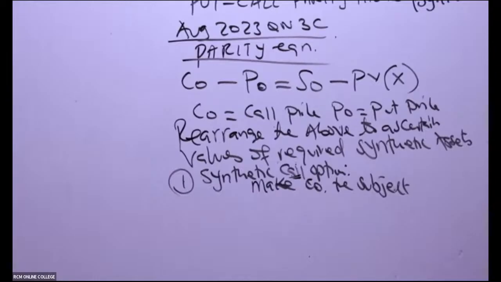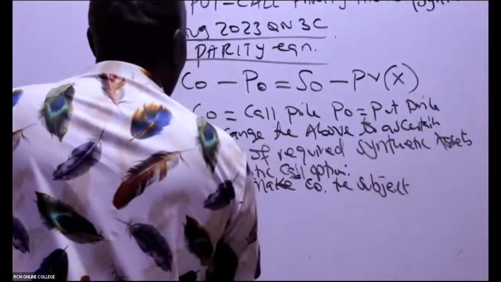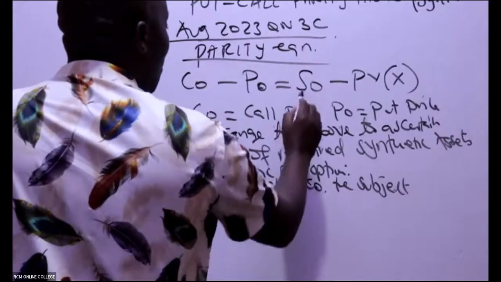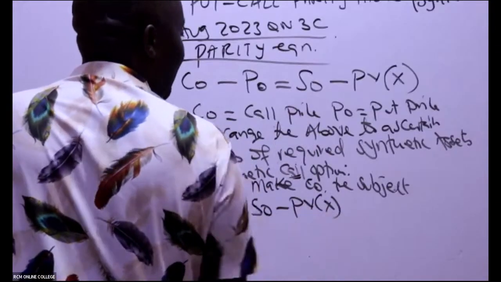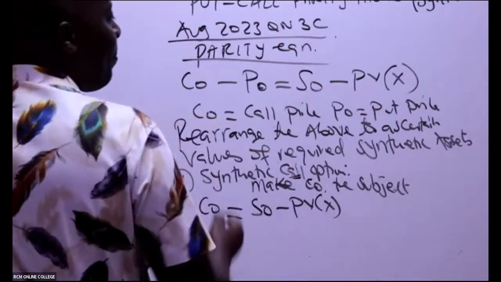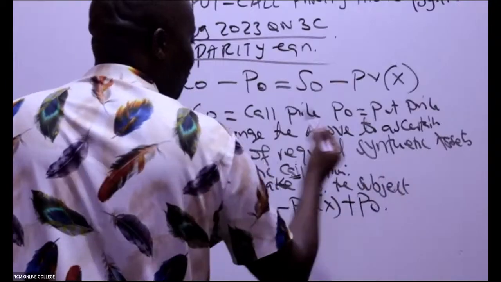In this particular case, if they want to make CO the subject here, CO will be equal to SO minus PV of X, plus, because this is going to the other side, plus PO.